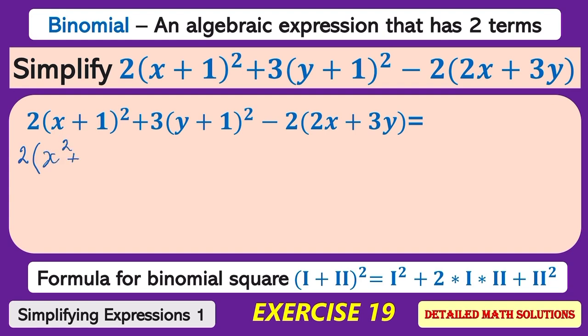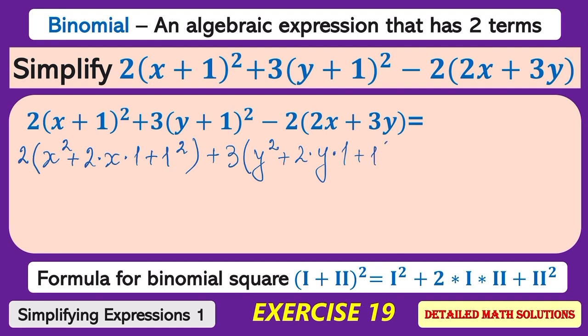2x squared plus 2 times x times 1 plus 1 squared plus 3y squared plus 2 times y times 1 plus 1 squared. Next, I'm going to open parenthesis and multiply negative 2 by 2x and then by 3y. When I do that, I get 4x minus 6y.